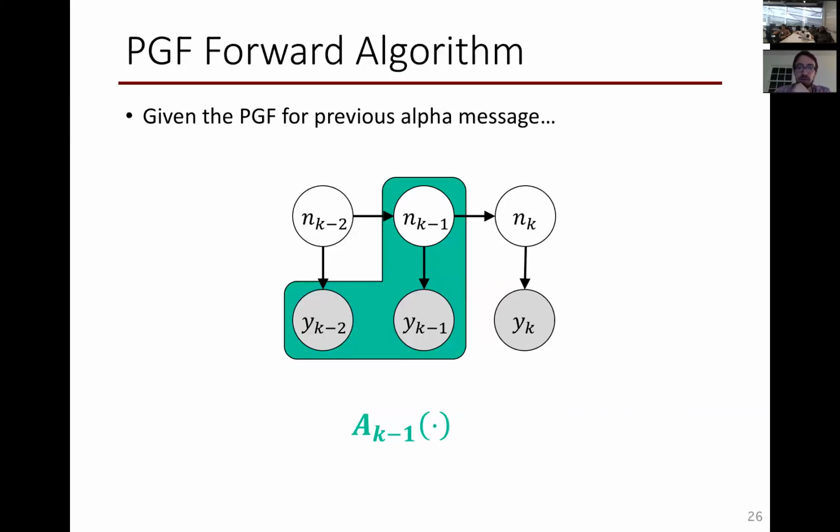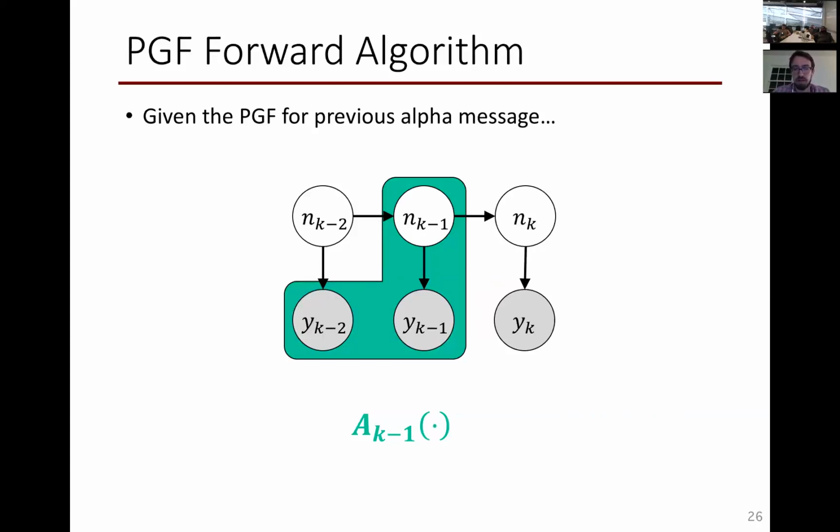I'm not going to go through the whole derivation. We're going to just show you what it looks like. If you're interested, it's not too bad. It's another thing that I'd be happy to walk through with somebody in more detail after the talk. But for now, let's just look at what this recurrence looks like.